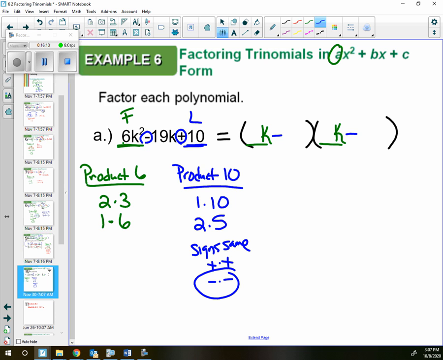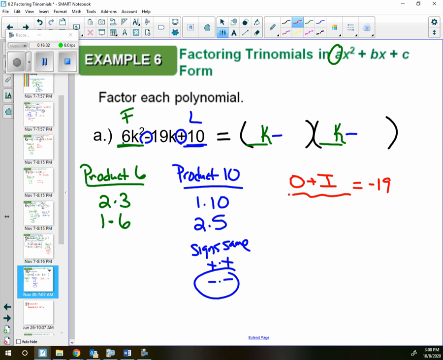Other than that, I can't really fill anything else in yet because I have to figure out when I do my outsides plus my insides that I get a total of that negative 19k. That's what I'm going to be looking for. So I want to find something that adds to negative 19. So that's what I'm shooting for.